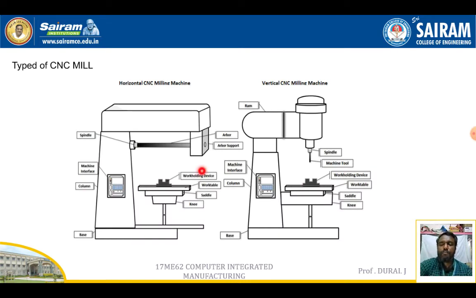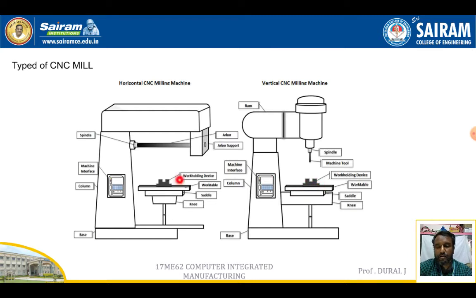There are two types of milling machines available: the horizontal milling machine and the vertical milling machine. In the horizontal milling machine, the spindle as well as the arbor is in a horizontal position. Here the tool cutter is fixed and it performs the operations. In the vertical milling machine, the spindle is in a vertical position, and the tool is fixed and performs the operations.